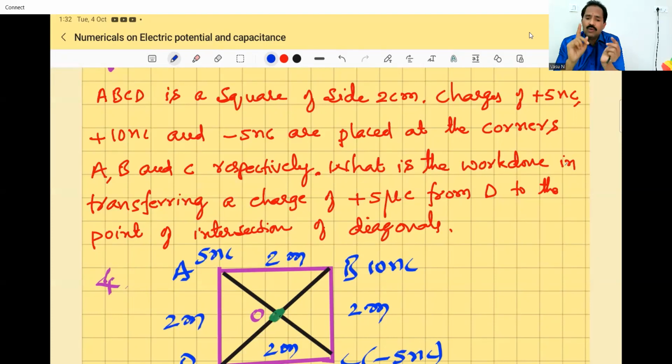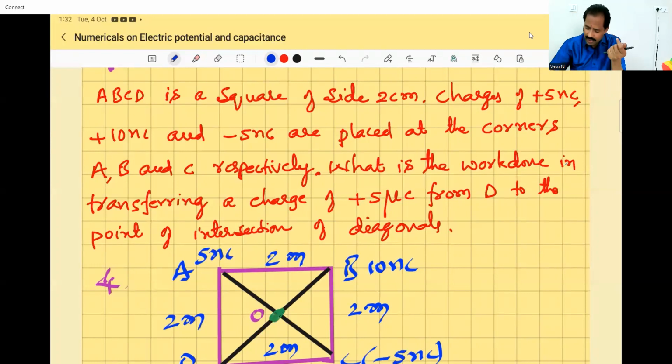Okay. Now what should we do? We have to find the potential at O due to all the 3 charges, and the potential at D due to all the 3 charges. When finding potentials, what do we need to know? V is equal to K into Q by d. Q is given. What is d? Distance. Some distances are direct, and some distances we have to work out. So that should be kept in mind.